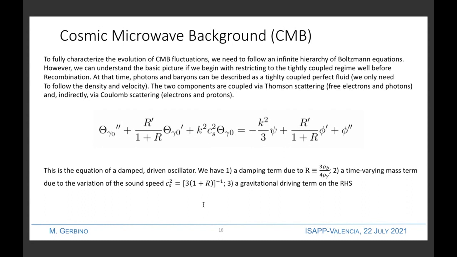Luckily enough, we don't really need to evolve this full set of equations, because we can understand some qualitative properties of the CMB field if we restrict to the stage of tight coupling with baryons. So if we are deep in the regime of tight coupling between photons and baryons, then we can treat photons and baryons as a perfect fluid. So we only need to understand how the monopole, which corresponds to the density, and the dipole, which corresponds to the velocity of the CMB fields, evolve. And we can write down, similarly to what we have done for the evolution of cold dark matter perturbations before, a single second-order differential equation for the monopole terms. And this is the Boltzmann equation for the evolution of the monopole term of the CMB in the regime of tight coupling.